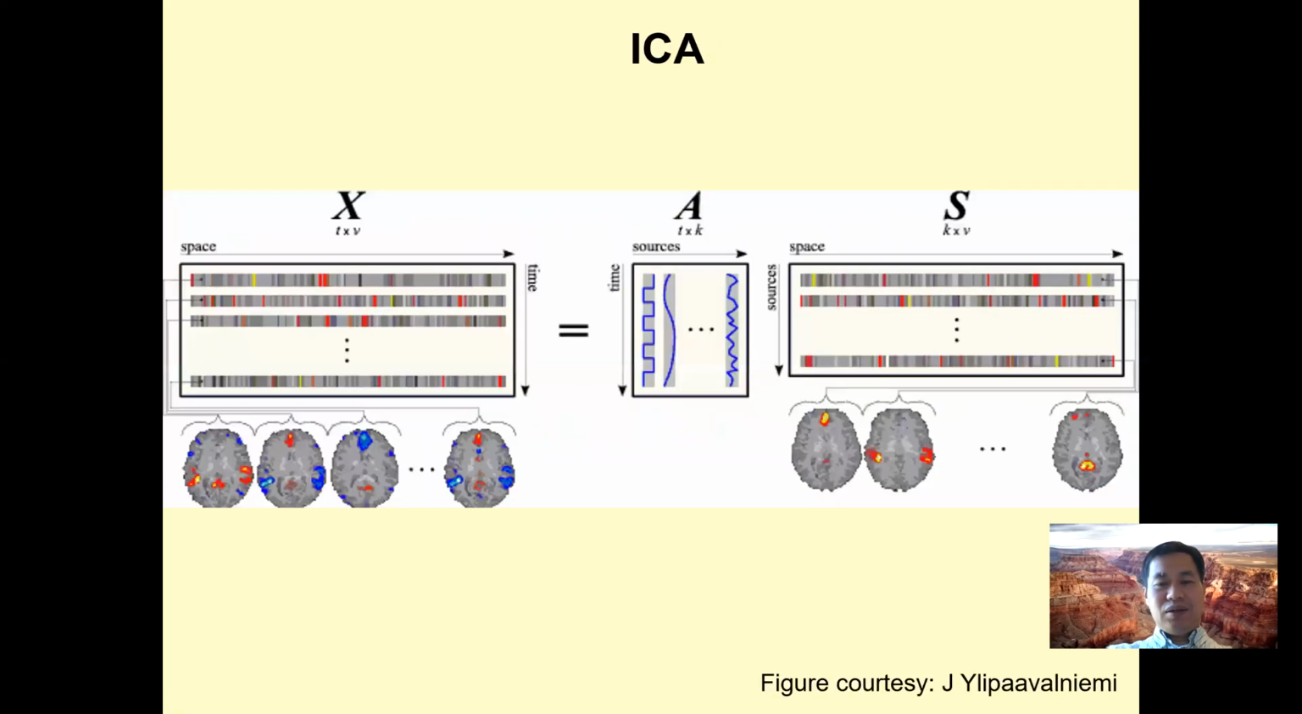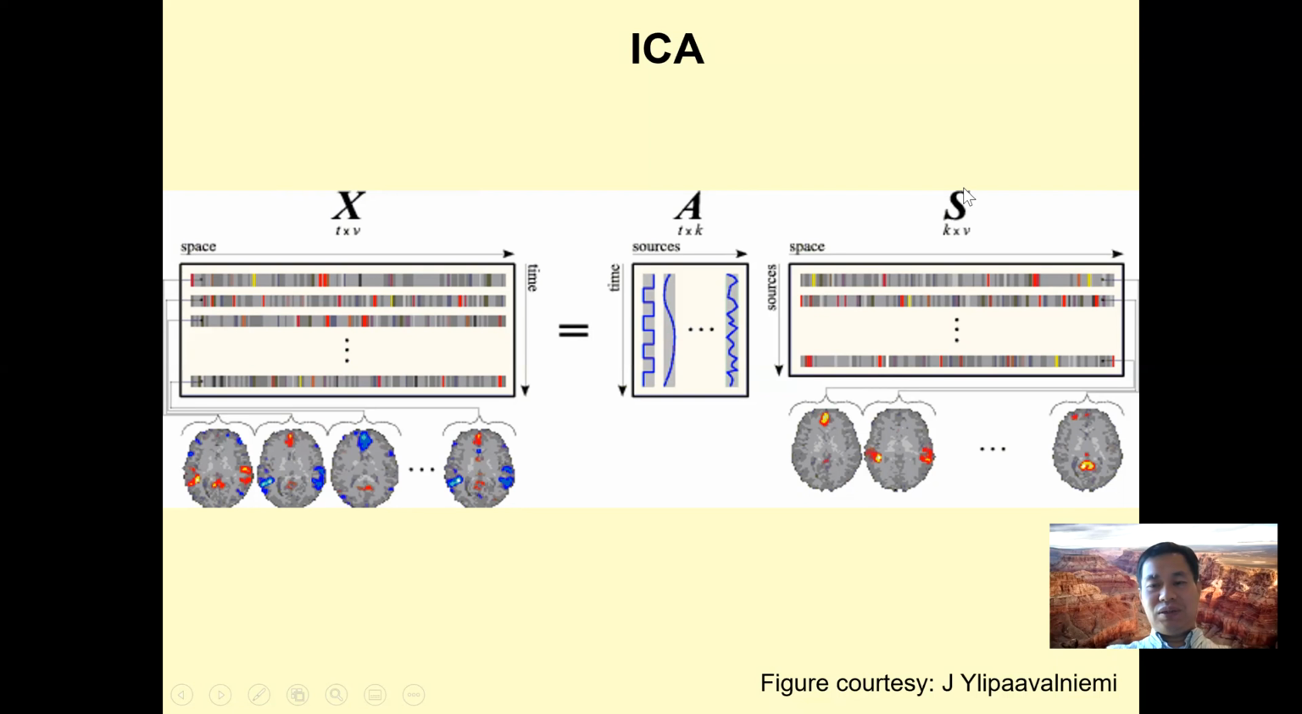Another commonly used approach is called ICA, independent component analysis. The basic idea is that we put the fMRI volume in space, and then we put time series over here. So we have a two-dimensional matrix. One dimension represents the spatial location, the other the temporal time point. We decompose the input matrix into two components. One is represented by A, the other represented by S, which is called the time series.